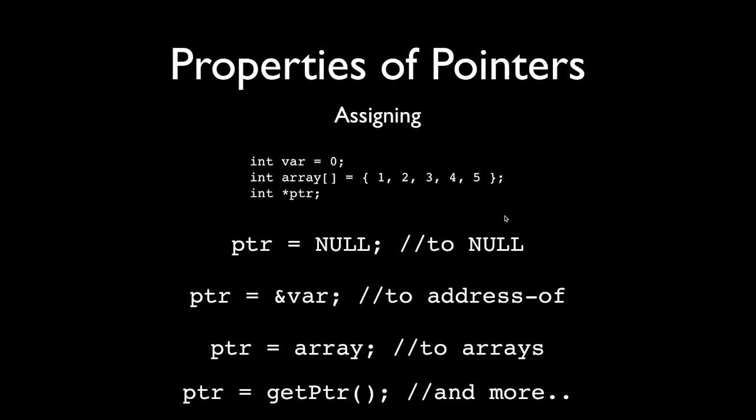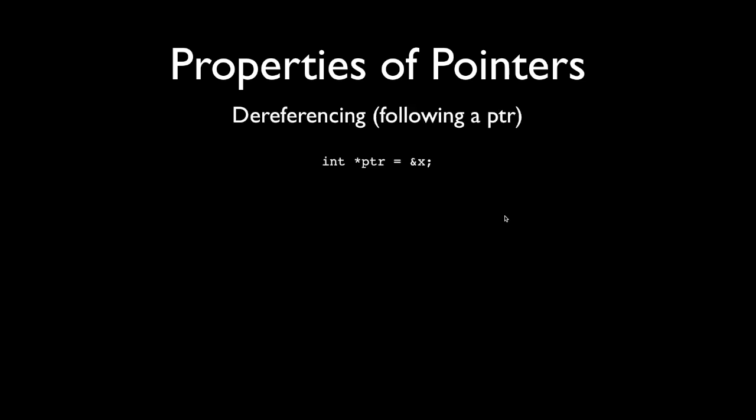And of course, there are many other ways to assign a pointer. You can return them from functions and do whatever you want. So, dereferencing. When you dereference a pointer, you follow a pointer. The best way to talk about that is there are many ways to do it. The first one is called the contents-of operator.